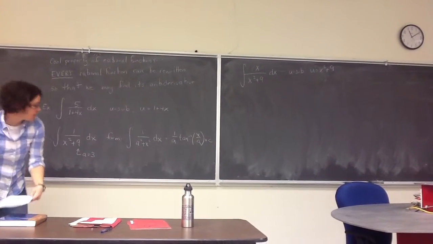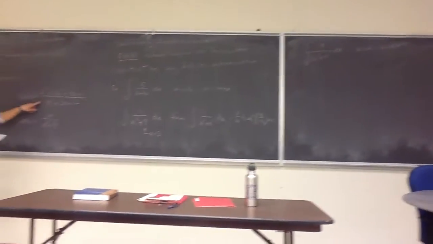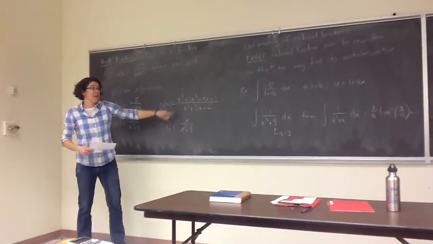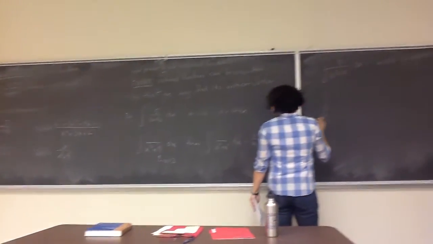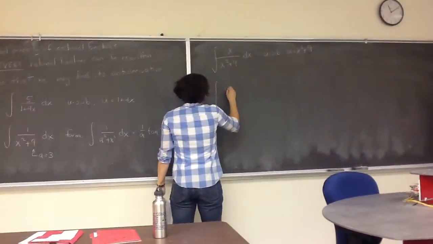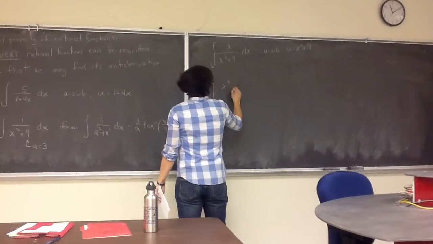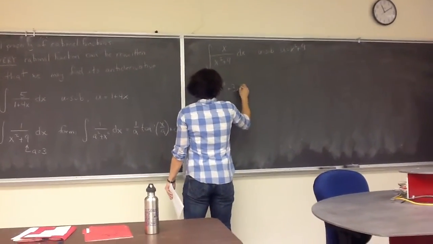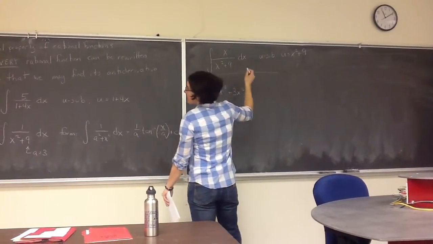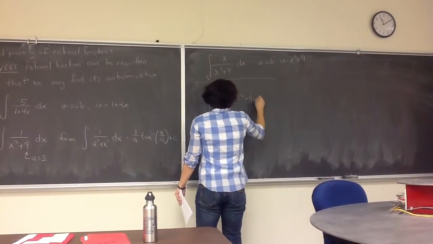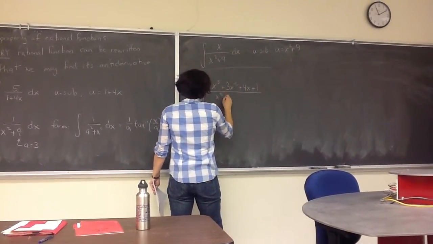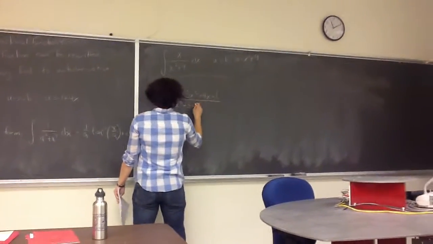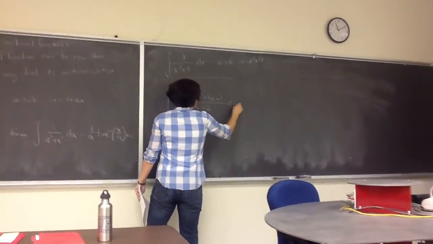Okay, so this other one up here, this Wigdinger number 3. Let's look at that one a little bit closer. The integral of x cubed plus 3x squared plus 4x plus 1 divided by x squared plus 3x plus 2 dx.